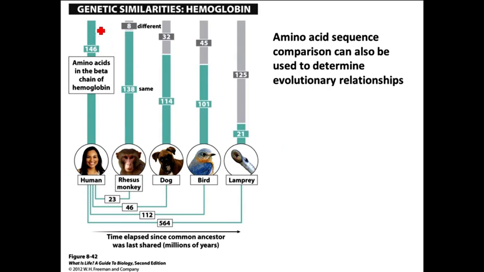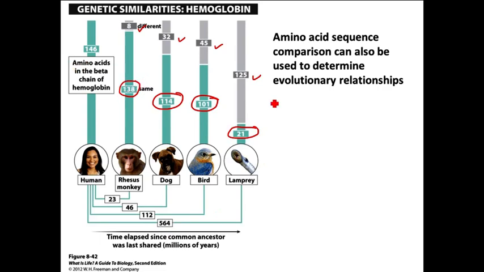What they're doing is comparing to humans how many of those amino acids are the same and how many are different. The ones in blue that I'm circling are the same, and these ones are different, and they put them in order, so it's very easy to understand. Obviously monkeys and humans share more amino acids than humans and dogs, or humans and birds, or humans and lampreys, and it goes down, so there are more differences.